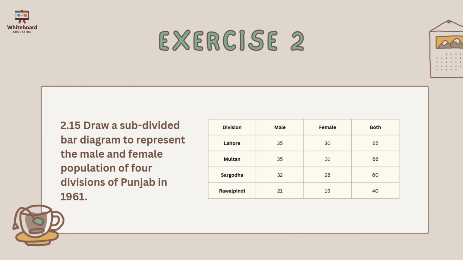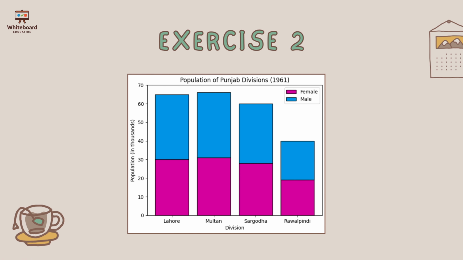2.15. Draw a subdivided bar diagram to represent the male and female population of 4 divisions of Punjab in 1961. In a subdivided bar diagram, we make a single bar having both variables, as here are male and female, and subdivide the bar into the components. Here is the subdivided bar diagram of the given data. Pink represents the females of the divisions and blue is used for males.